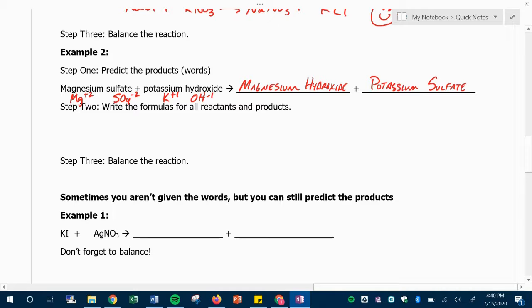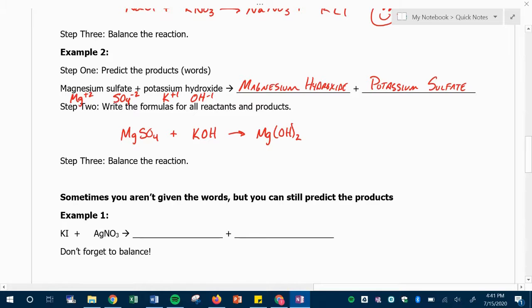Now that we have our charges listed, let's write out our formulas for our compounds. First up, magnesium sulfate. Since it's +2 and -2, they cancel, so it's just MgSO4. Then next up, we have potassium hydroxide. Those are plus and -1, so just KOH. And then it goes on to produce, and first up, we wrote magnesium hydroxide. Magnesium has a +2 charge, hydroxide is -1, so that makes it Mg, and then in parentheses, OH, subscript 2.